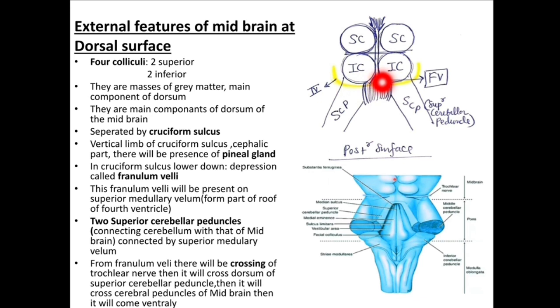This trochlear nerve crosses the frenulum veli, then crosses the dorsum of the superior cerebellar peduncle, and then crosses the dorsum of the cerebral peduncles, then it comes ventrally.